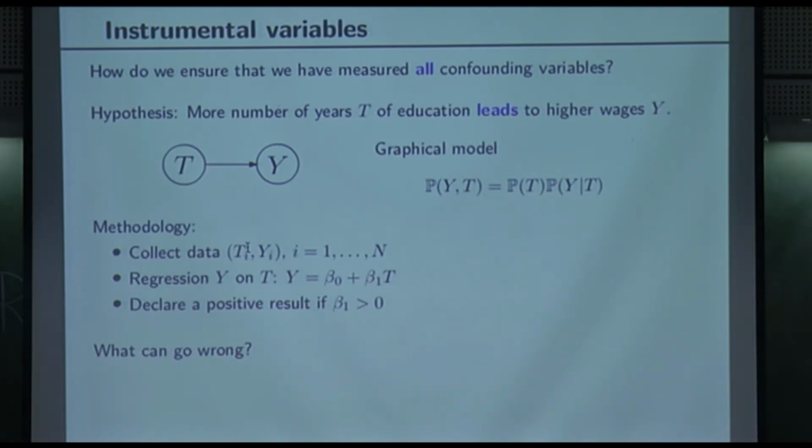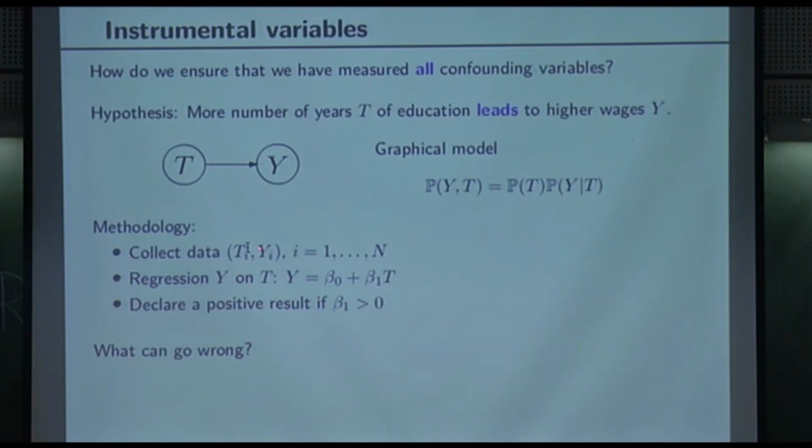If I know all of those variables, then causal inference is very easy. I can either do propensity score matching, or I can stratify various people and get to a good answer. But we never know that we have picked up all the confounding variables. So is there a way that I can figure that out? Here's the hypothesis, and I'll use it as an example. More years T of education leads to higher wages. This is true up to a certain point, not unconditionally. So the graphical model that represents this is the following. The joint distribution of P(y, t) can be written as P(t) times P(y given t). That is what this graphical model represents.